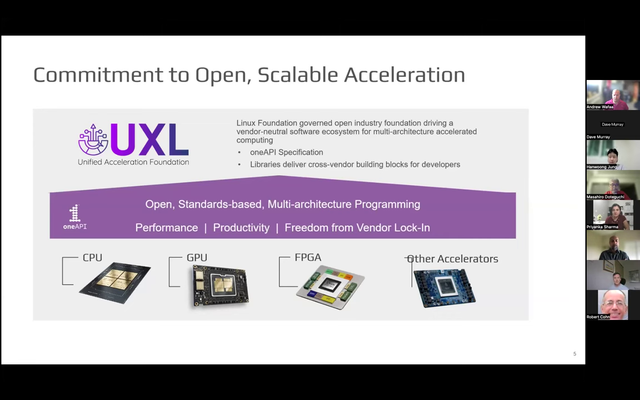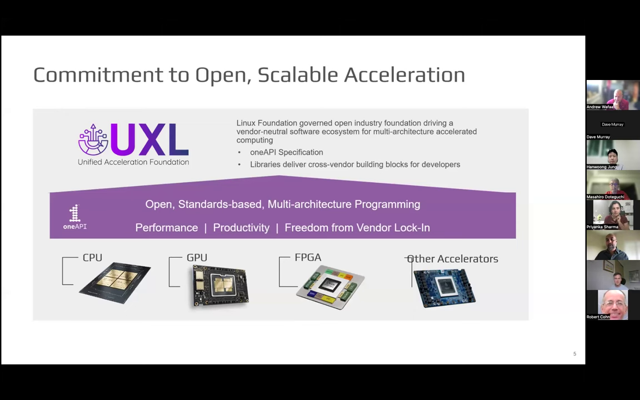The foundation, however, is now bringing together both hardware companies and software companies to take these projects to the next level by adding more vendor targets and evolving the projects to meet the needs of the next generation of AI and HPC applications. And you'll hear a bit later about some of the major contributions that have been made already this year by Fujitsu, and we expect to see more of these throughout the year.